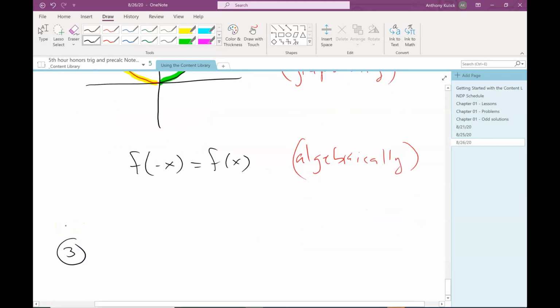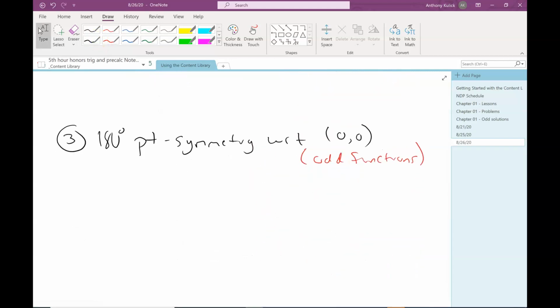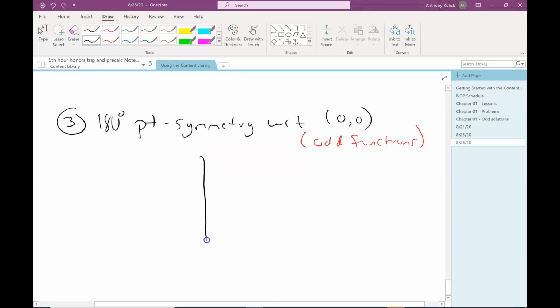The last one is 180-degree point symmetry with respect to the origin. I'm going to tell you right now that we call these guys odd functions because I don't ever want to say that phrase of words again because, boy, it's a mouthful. So what does this type of symmetry look like? Let's look at an example here graphically.